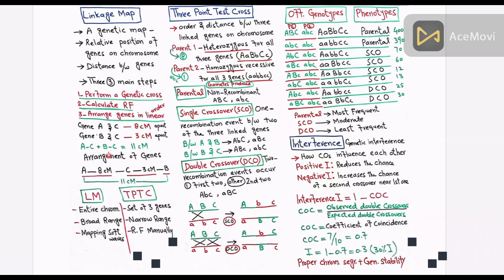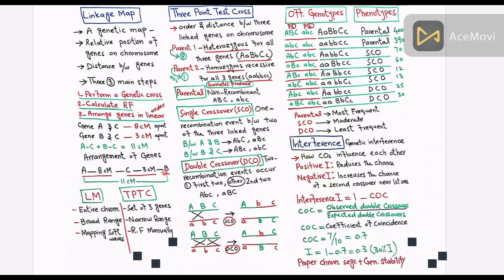Since A and B are farthest apart and C is between them, this is the genetic map based on the distances among all the three genes. A is 8 centimorgan apart from C, and C is 3 centimorgan apart from B, and A is 11 centimorgan apart from B. This map shows the relative positions of genes on the chromosome.